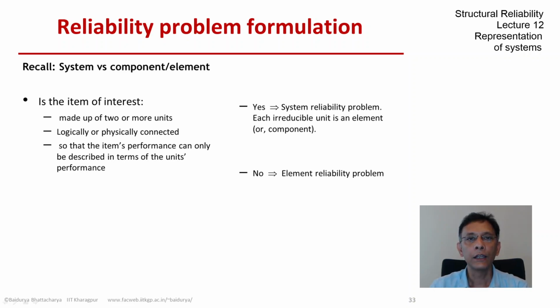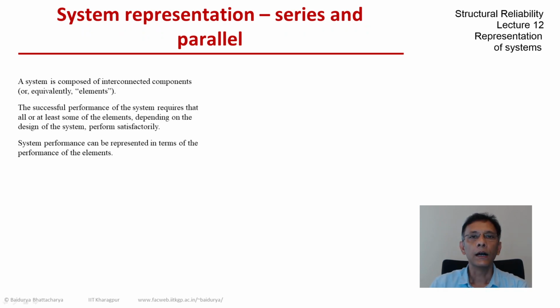We have looked at how to describe systems in terms of very simple combinations, unions and intersections in the previous lectures, but today we are going to look at various ways in which we can represent a system in terms of its constituent elements. So the system is constituted of its elements, and its performance can be given in terms of those of its elements. So that's our starting point.